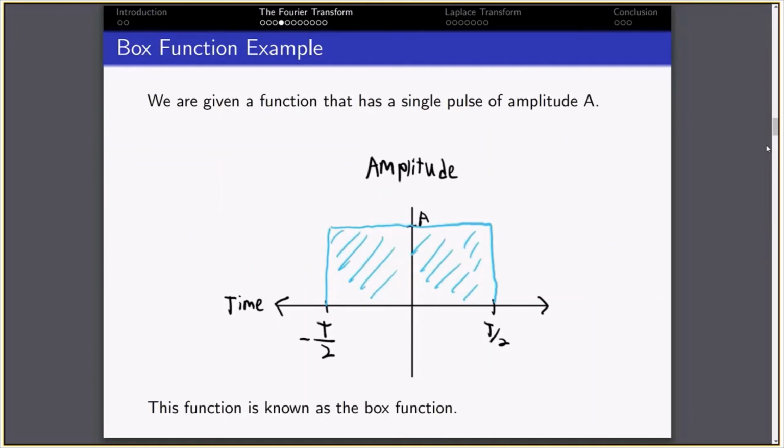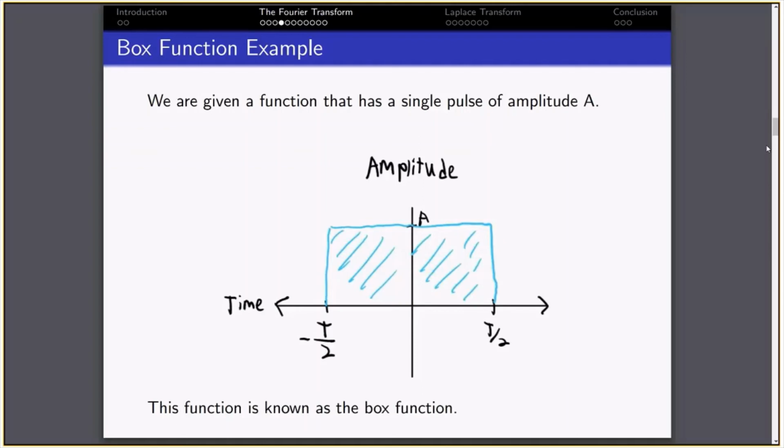So what we basically have is a function that has a single pulse with an amplitude A. And so if we were to draw an x-axis of time and a y-axis of amplitude, we could denote this by the picture shown there below, where the value of the function is going to be 0 everywhere except for negative capital T over 2 to positive capital T over 2, and where it is A between those two values.